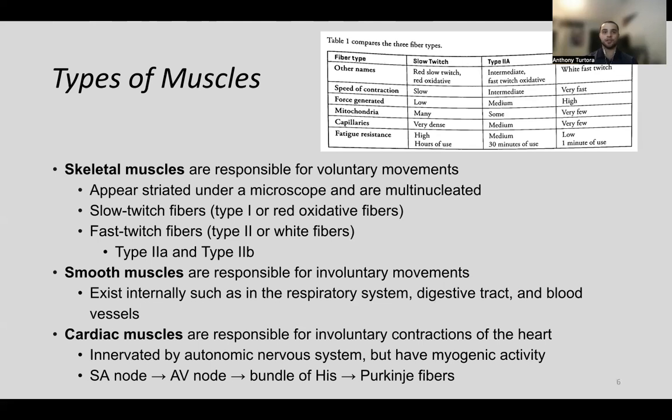Each cardiac muscle cell is connected by intercalated discs, and depolarization happens quickly due to gap junctions. These allow the electrical current to flow directly into adjacent myocytes.